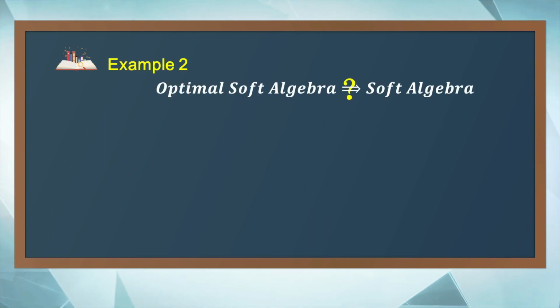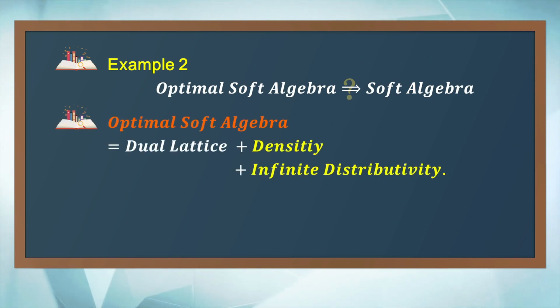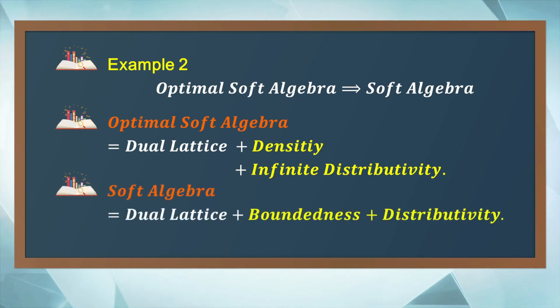Next, example 2. Determine whether an optimal soft algebra is a soft algebra. An optimal soft algebra is a dual lattice, together with density and infinite distributivity. Both of them are dual lattices. Suppose it is an optimal soft algebra. It has infinite distributivity. It must be complete. Then it is bounded. Of course, infinite distributivity implies distributivity. That is, an optimal soft algebra is a soft algebra.